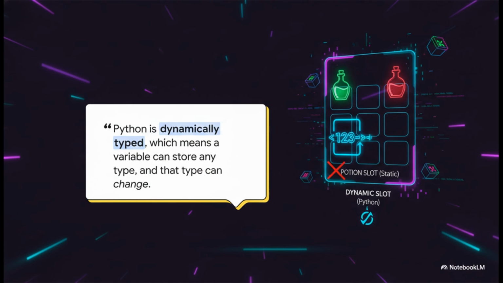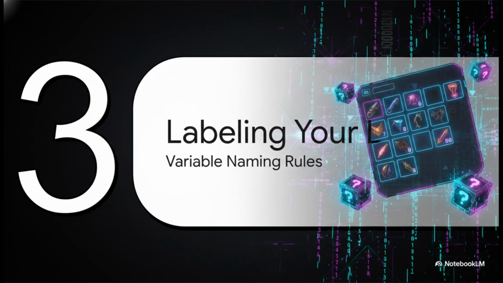And this right here is where Python gets really cool. You know how in some games a potion slot can only ever hold potions? Well, forget that. Python is what we call dynamically typed. That means the very same variable, the same inventory slot, can hold a number one minute, and then you can just decide to swap it out for some text the next. It is incredibly flexible.